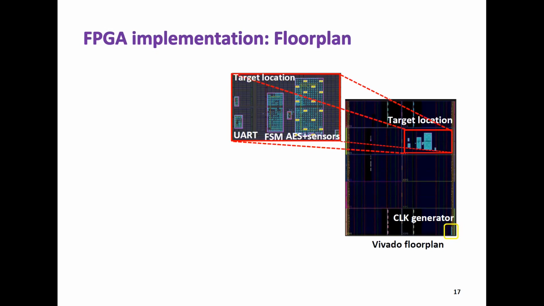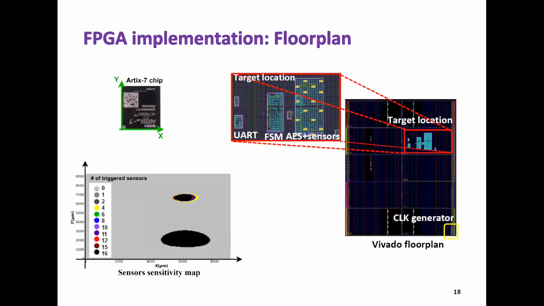Now, when we do a full cartography, when we get a sensor sensitivity map for all the space of the FPGA card, we obtain 2 areas, a top one and a bottom one. The bottom one corresponds to the clock generator block, as all 16 sensors are triggered at the same time. And the top area defines the target location position.